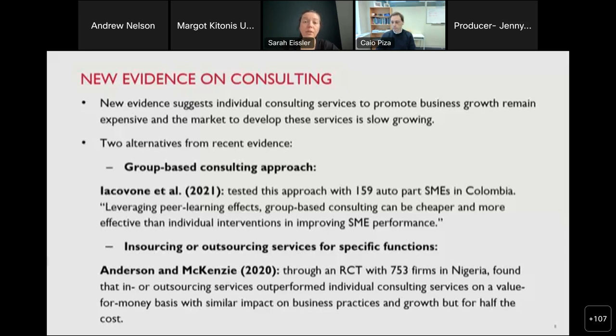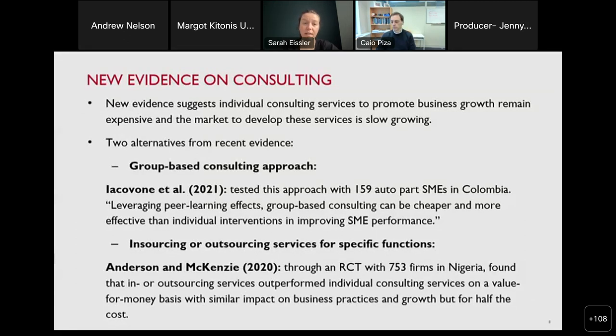The second approach entails acquiring the expertise of skilled professionals who are either hired into the firm, so insourcing services, or externally contracted, or outsourcing services, to perform functions such as sales, marketing, finance, or accounting.